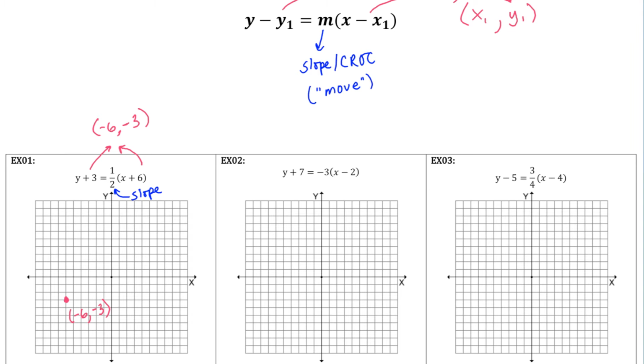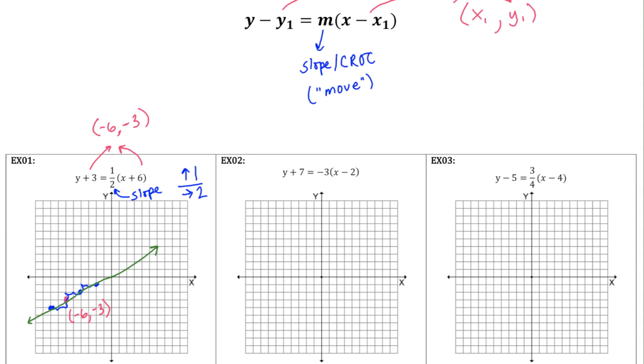And now we'll use our slope to graph the line. So our slope is 1/2. So up 1, right 2. Up 1, right 2. Up 1, right 2. And we can go backwards. And then we will graph our line, or we will use these solutions to help us represent more solutions. There we go.